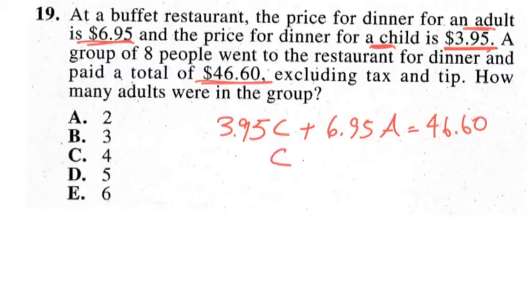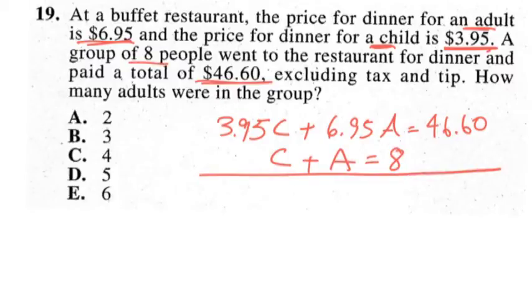Now the next equation we look at is, it told us a group of 8 people went. So that means my children plus my adults had to total 8. Now I'm going to do this by substitution again. To do that, the first thing I'll do is write the equation C is equal to 8 minus A.